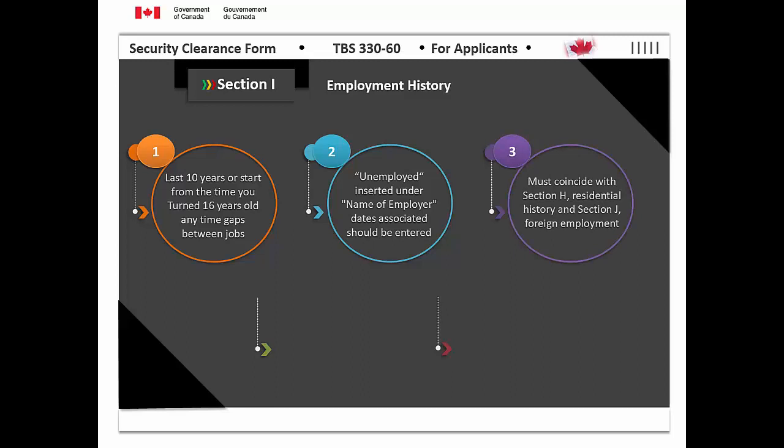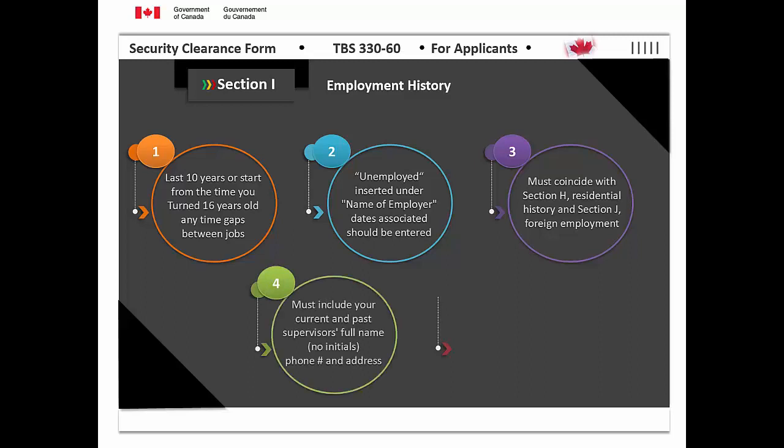Your employment history must also coincide with other dates within the application, such as Section H, Residential History, and Section J, Foreign Employment. Lastly, it must include your current and past supervisors' full name, no initials, the telephone number, and street address of each employer. If any of these are unknown, please clearly identify as unknown and provide an explanation, if necessary.